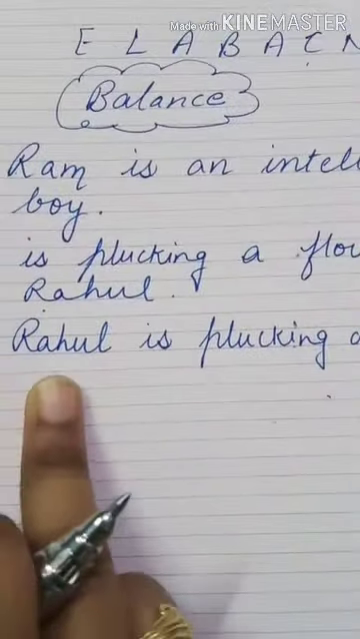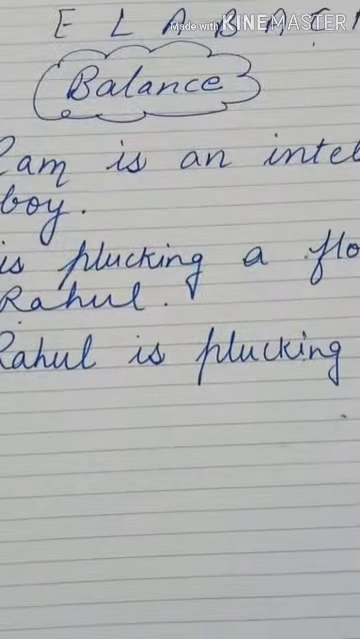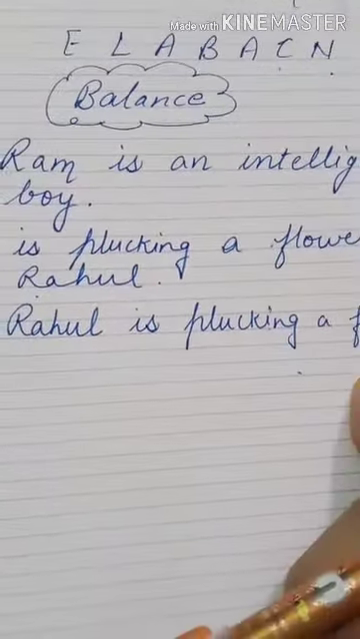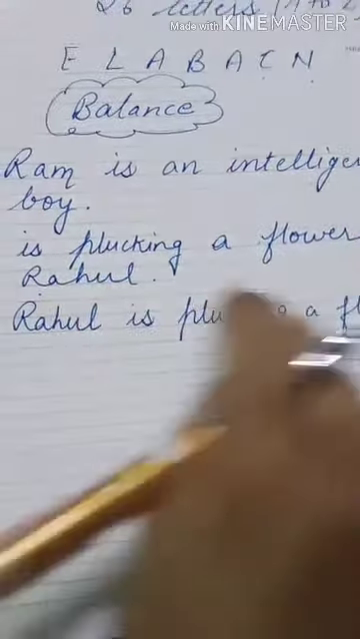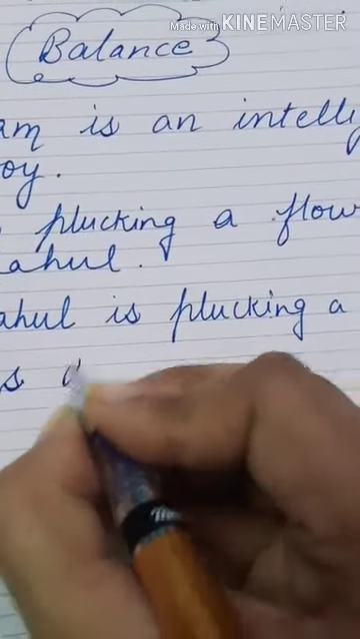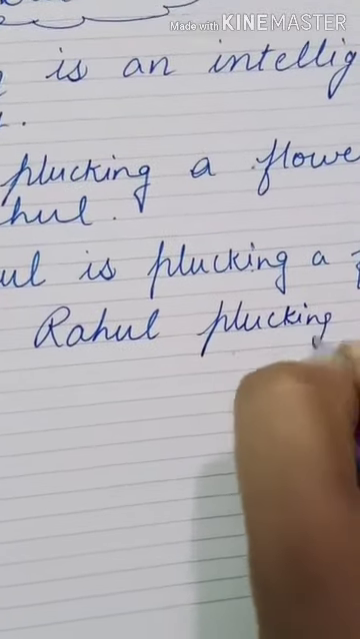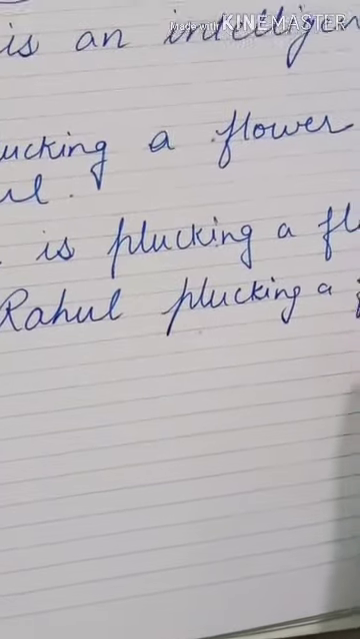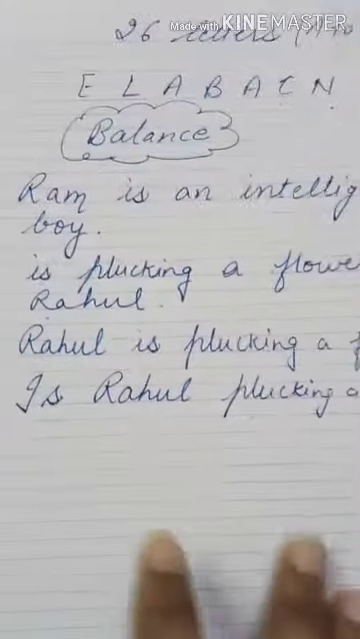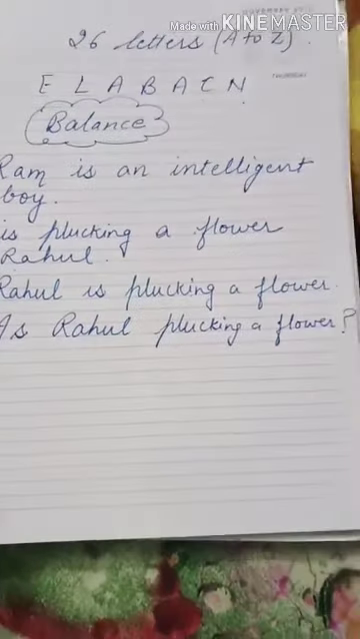First of all, we have to see who is doing. The doer we write first, then we write the helping verb, then the verb, and then the object. This is a declarative sentence we have made from these words, but we can make an interrogative sentence also from those words. That is, Is Rahul plucking a flower? Question mark. I hope you have understood how to frame sentences in a correct order.